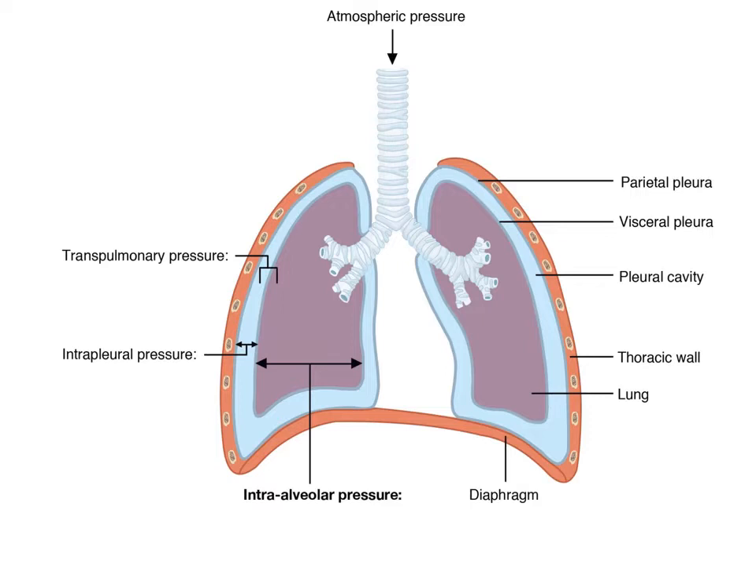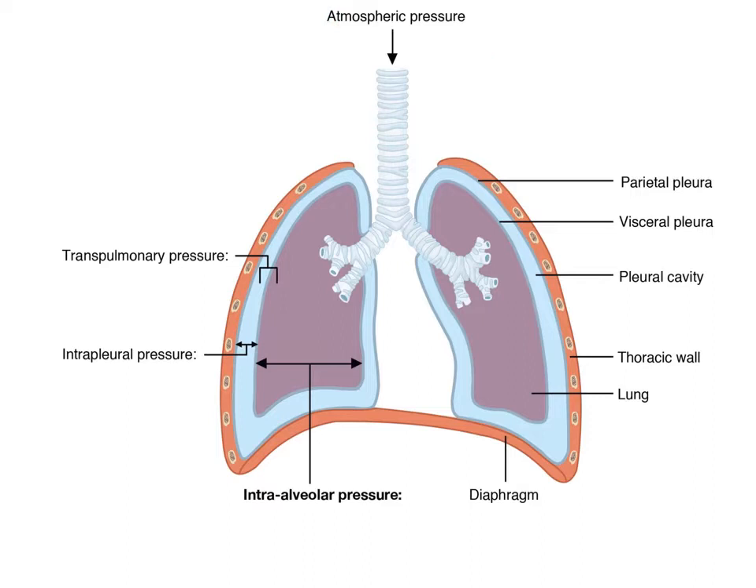In this particular picture, you can see different types of pressures. We'll be explaining the different types of pressures here. The first pressure we are going to describe is the atmospheric pressure. The atmospheric pressure is the pressure within the atmosphere, that is, outside the body, the pressure of the atmosphere where we live.